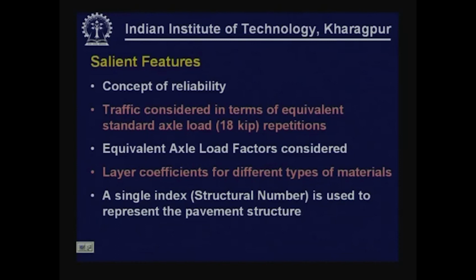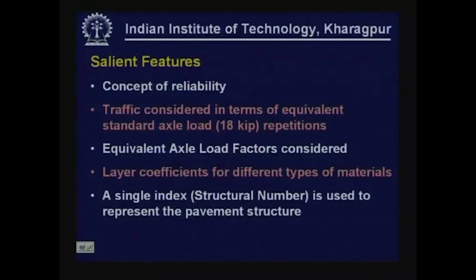The most important features of AASHTO guidelines are, there is this concept of reliability that is built into the design procedure. So, the pavements are designed for different levels of reliability. One can select the reliability for which a particular pavement has to be designed for a given situation. So, the thicknesses and other properties will have to be accordingly selected.